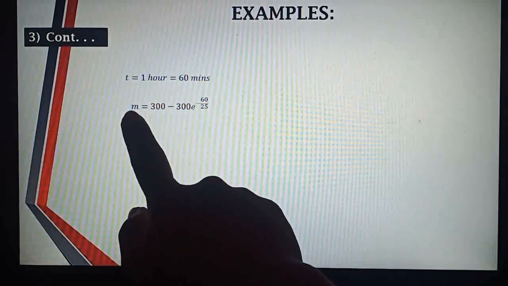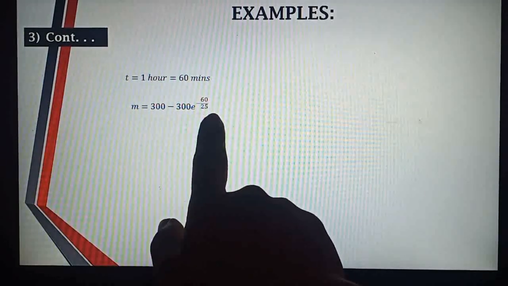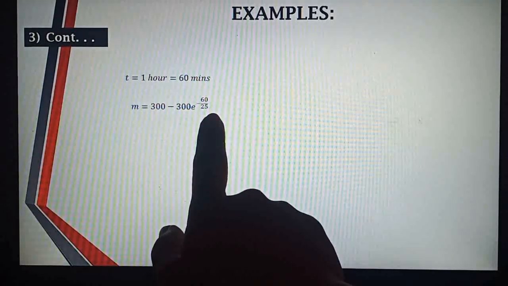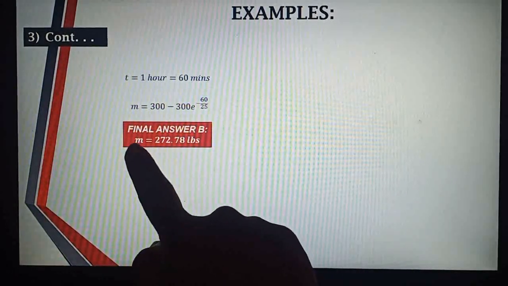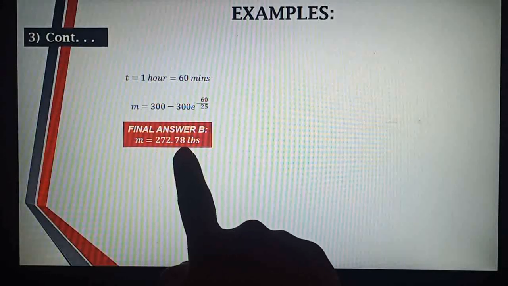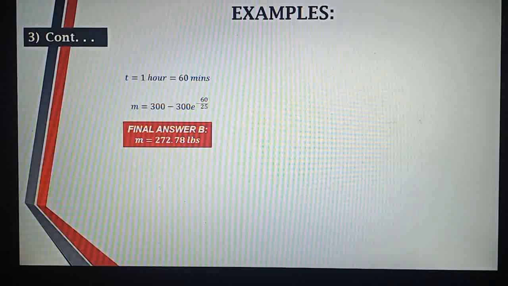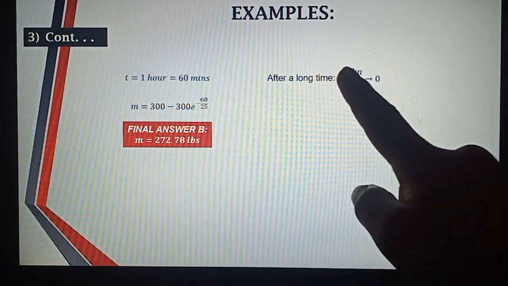So all we have to do is m equals 300 minus 300 e raised to negative 60 over 25. Then try to input it to the calculator. Makukuha natin the value ni m is 272.78 pounds.